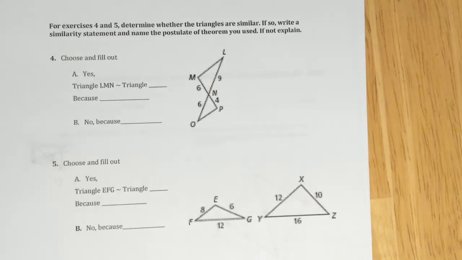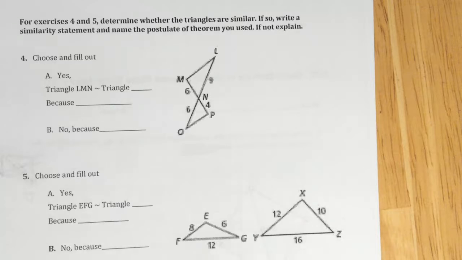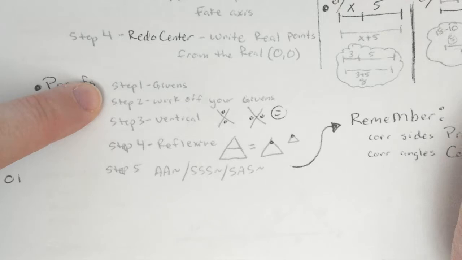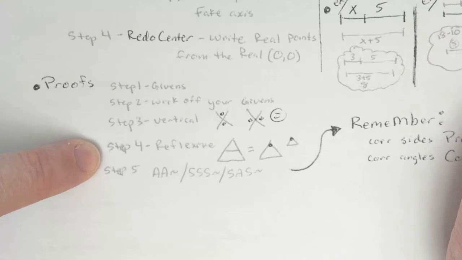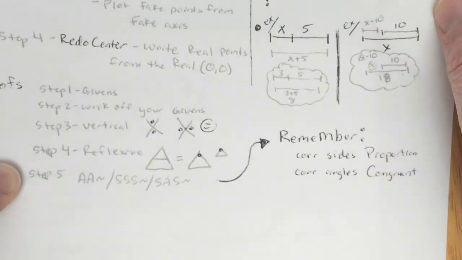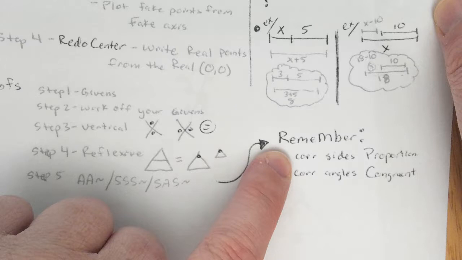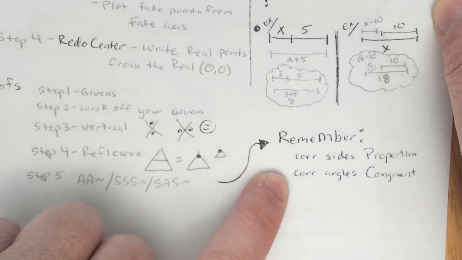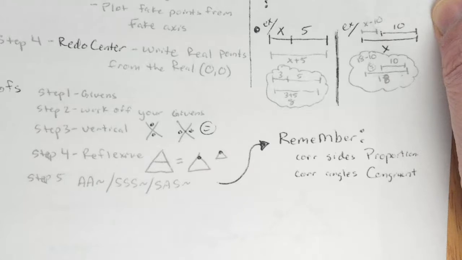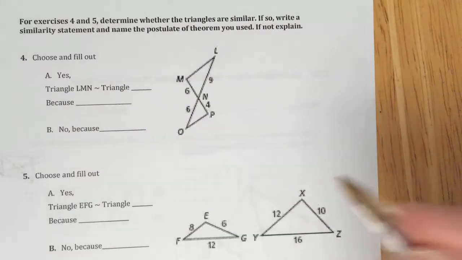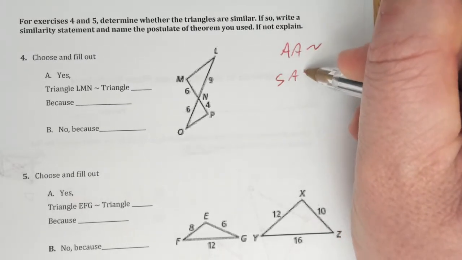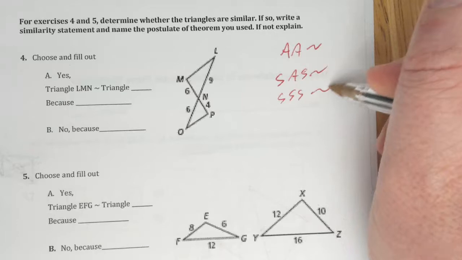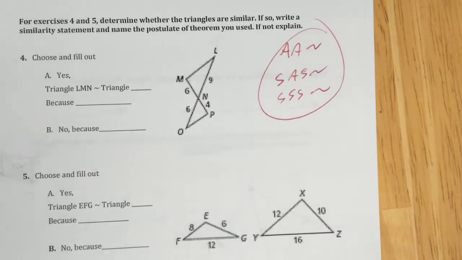Now, to prove triangles are similar, here are the steps. First of all, do your givens, work off of your givens. You would try vertical, you would try reflexive, and then these are the three ways to prove the triangles are similar. And remember, corresponding sides are proportional, corresponding angles are congruent. You definitely need to memorize that. All right, so the three ways: AA similarity, SAS similarity, and SSS similarity.